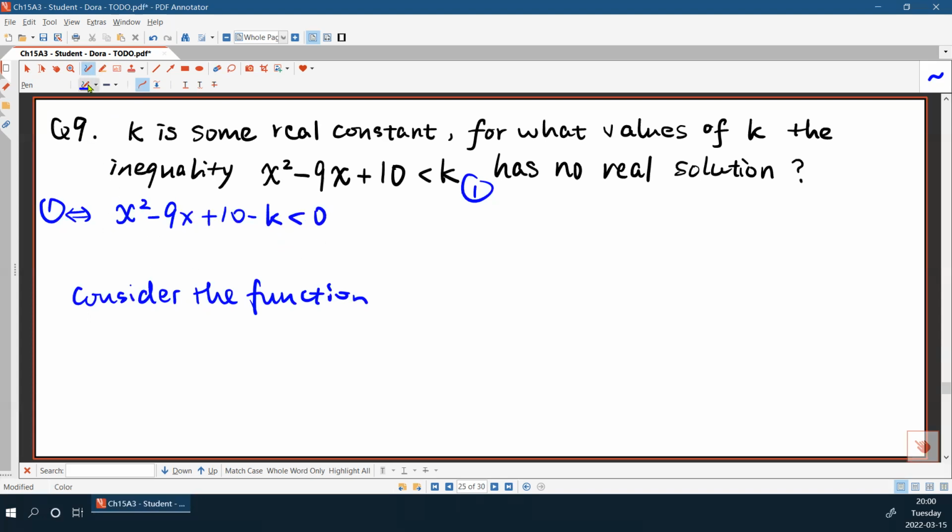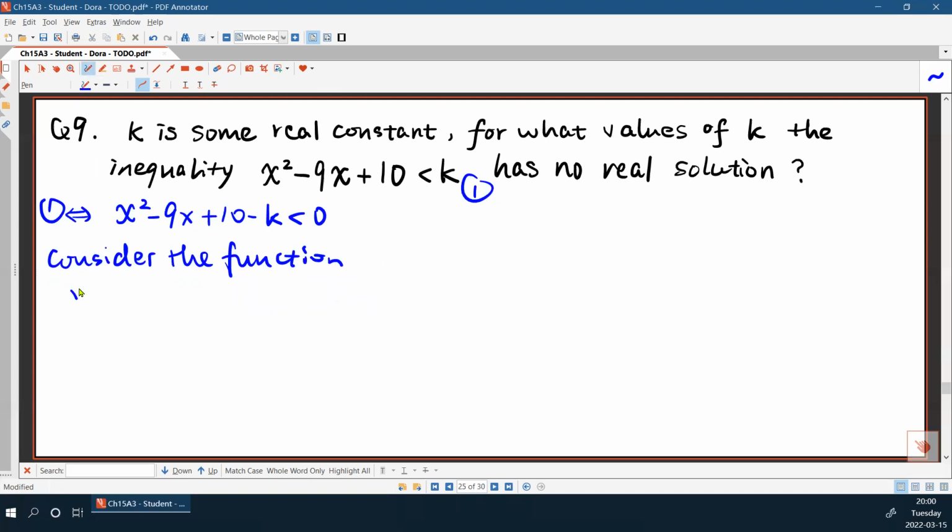And then we can consider the function on the left side. That means consider the function y equals x squared minus 9x plus 10 minus k. And apparently this is a quadratic function, right? This quadratic function is less than 0 at no real number, right? That means no real number can make this function less than 0, right? Okay, so first of all, let's consider the sketch of this function. This function is apparently opening up, right?